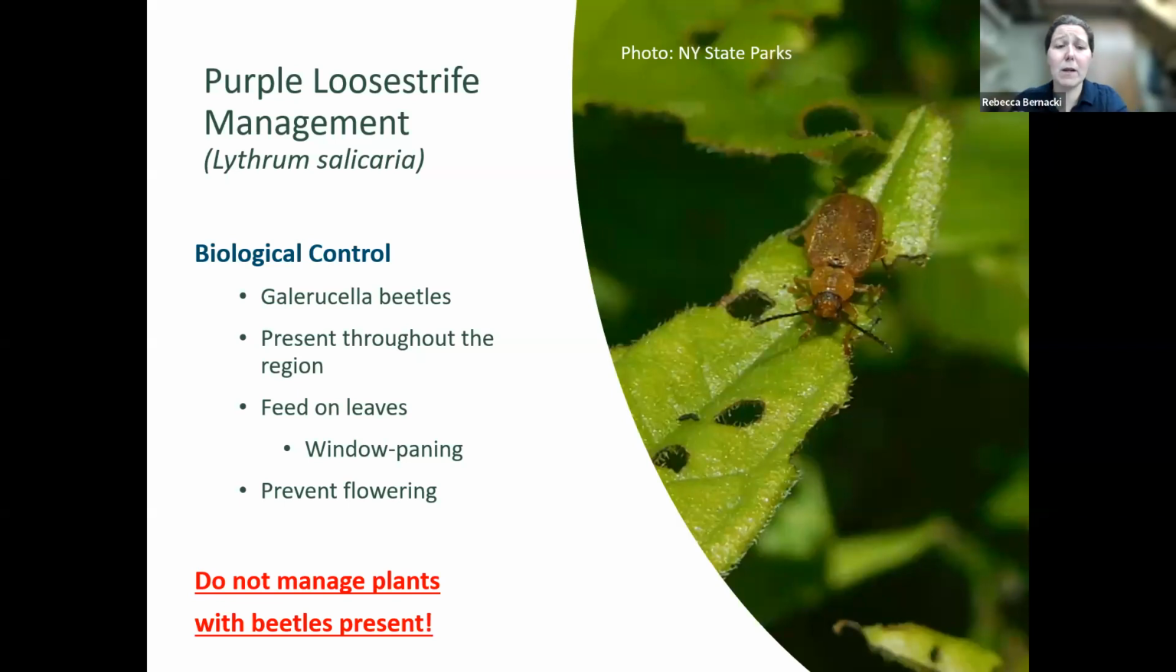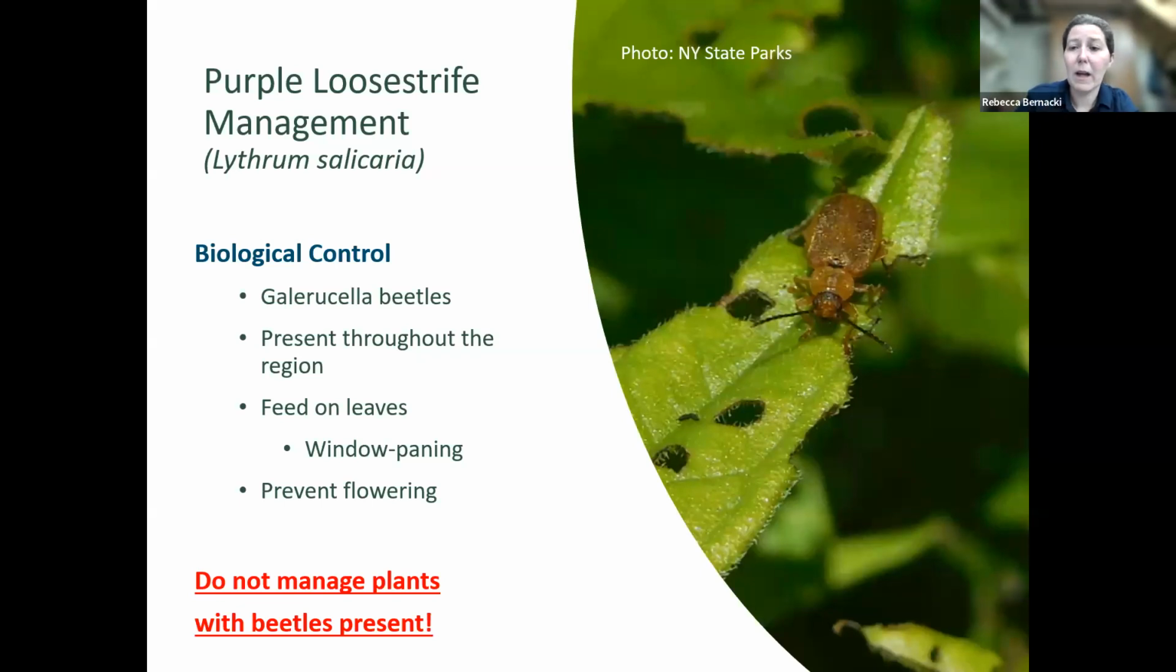The way these beetles work is they feed on the leaves, and they cause this window paning that you can see in this picture here. Some people also refer to it as a shotgun splatter, and that damages the plant. So the plant has to spend time repairing that damage, and then it doesn't have the resources to go to flower and therefore to seed.